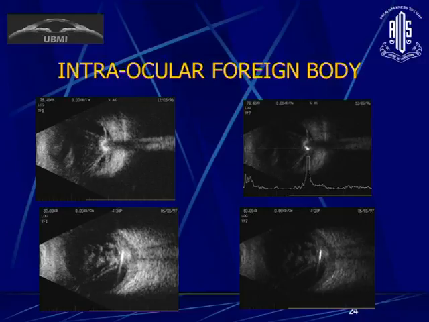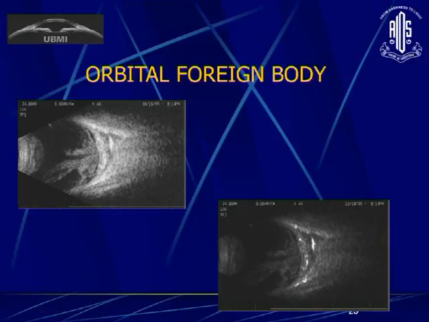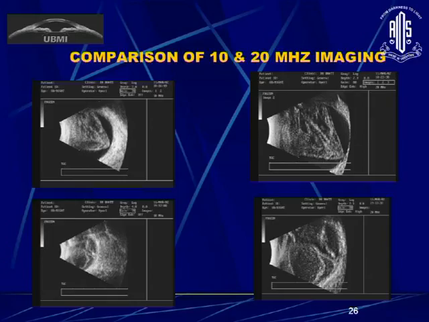All the echoes are subsided. Shadowing may not always be present. The same principle can be used in the orbit, because the foreign body gets masked with the orbital fat, and there is fluid around this foreign body which can be highlighted well with the log amplification.